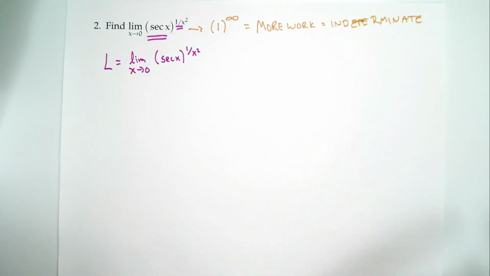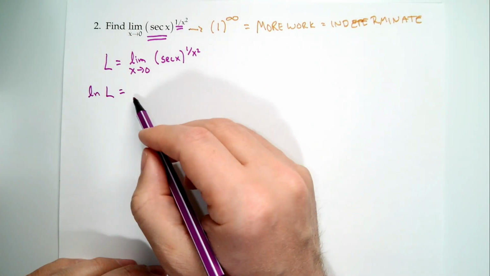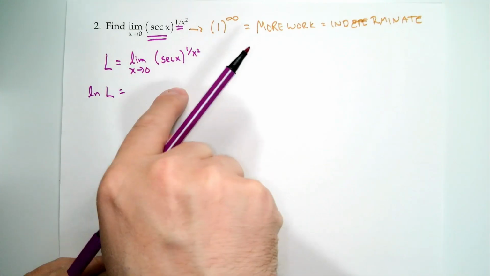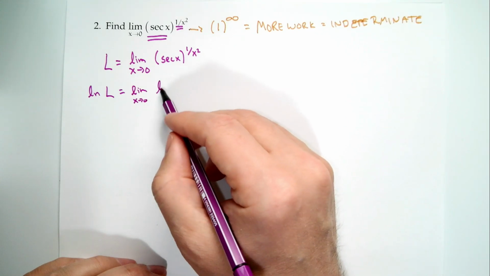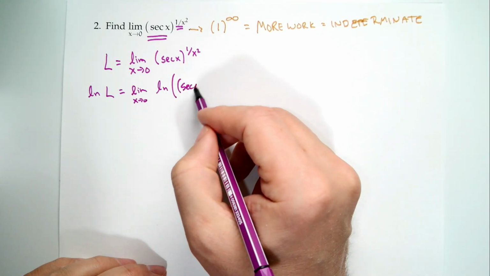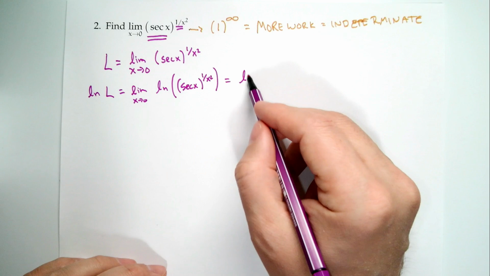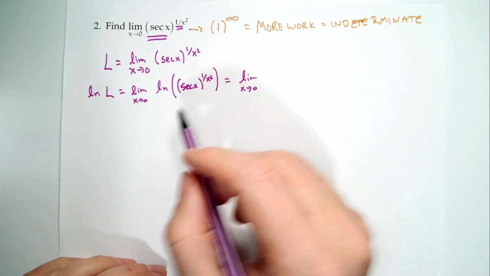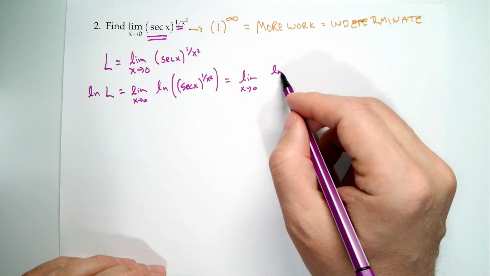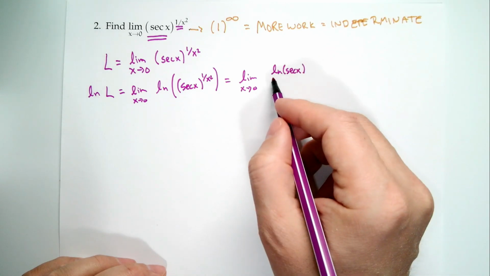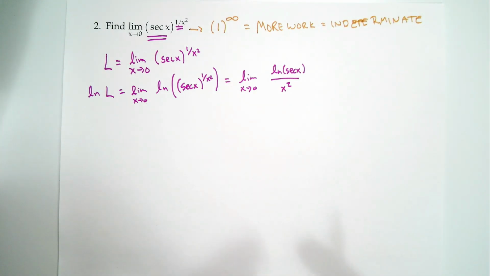Now, we want to bring it down, so we're going to use log. So, log of L is going to be, and the nice thing about log is you can push it into the limit. That's the limit as x goes to 0 of log of secant of x to the 1 over x squared. Well, that's the same as, now we're using the power of the log, see, the 1 over x squared comes down. So that's log secant of x, and that 1 over x squared, I can write it as x squared in the denominator. Good. All right, so there we go.